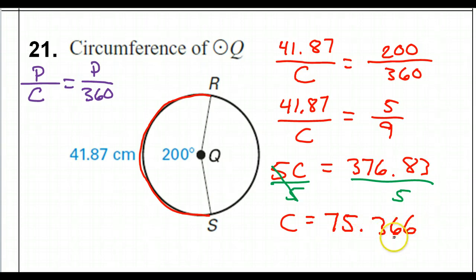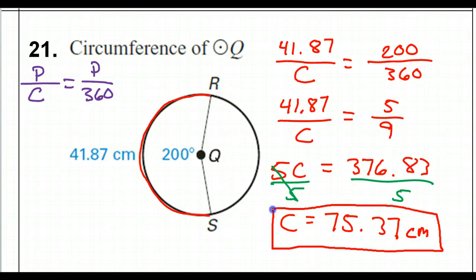Usually I do the nearest hundredth, 2 decimal places, so this would become 0.37. And this is centimeters. Alright, so that is how you do number 21.